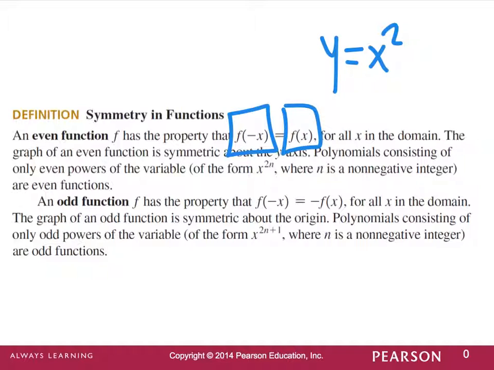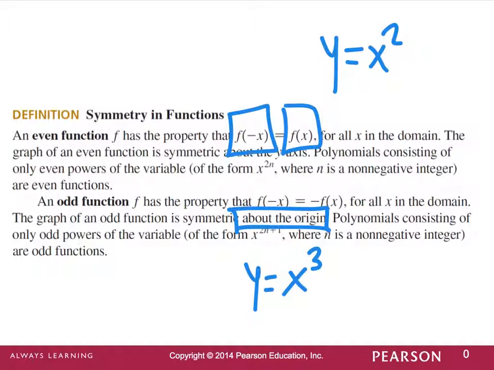An odd function has the property that when you put a negative into the function, the negative kind of pops out. An easy example of that is y equals x cubed. Put in a negative 2, you get negative 8. It's the opposite of putting in 2, where you get positive 8. Put in a negative 3, you get negative 27. Put in positive 3, you get positive 27. So we have that relationship, and we know that that is symmetrical about the origin.